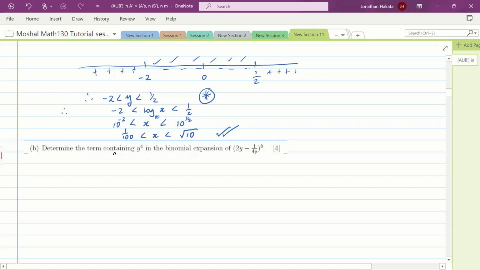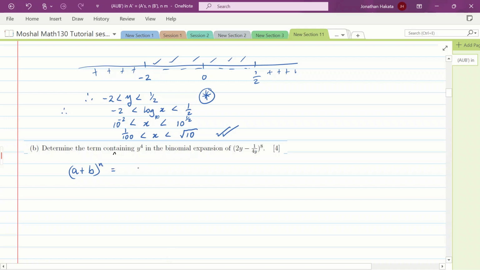It was question number 2b. Determine the term containing y to the 4 in the binomial expansion of that. So remember when we were revising for, I think it was for test 2, I told you that the best way of answering these questions is to recall the formula that we use, the binomial formula. If you recall the binomial formula, then your life will be very, very easy.